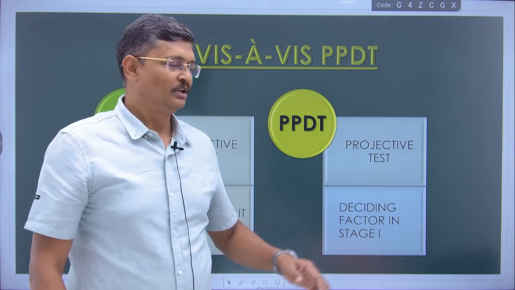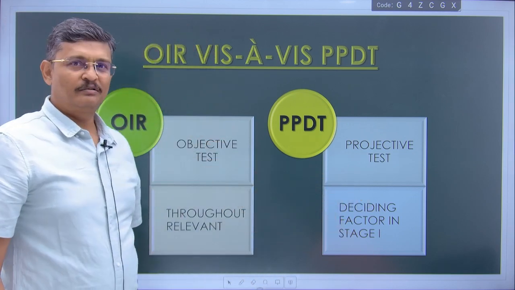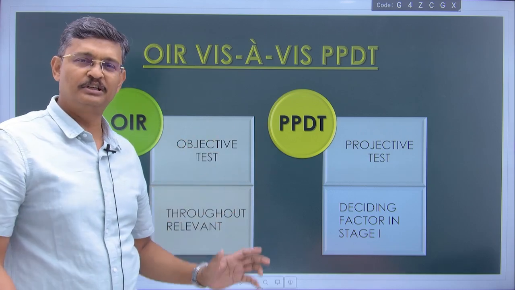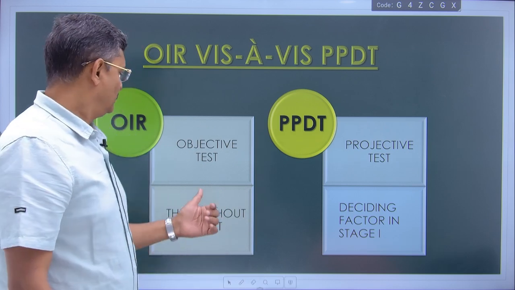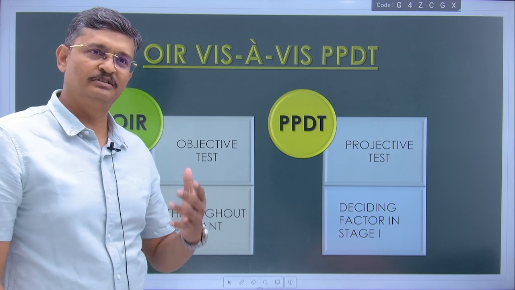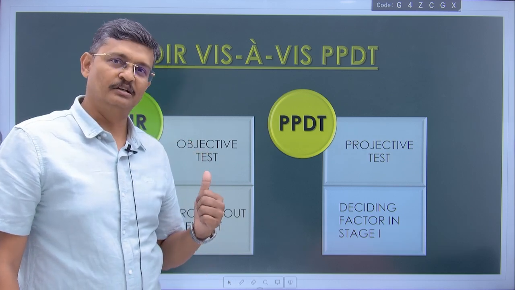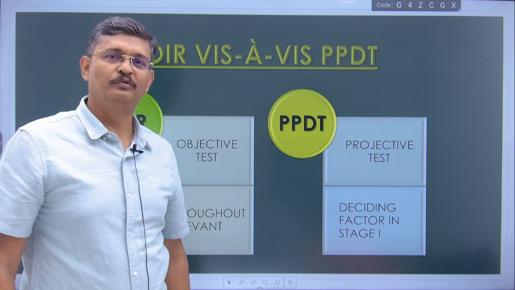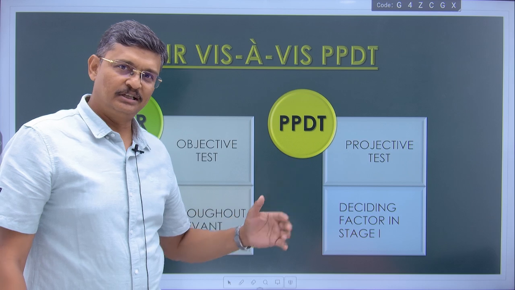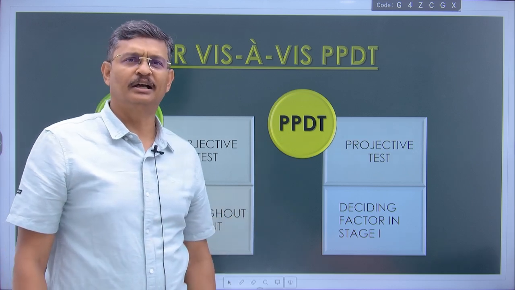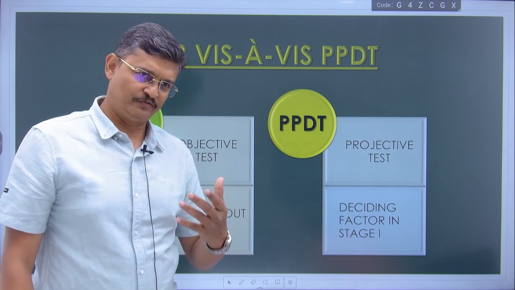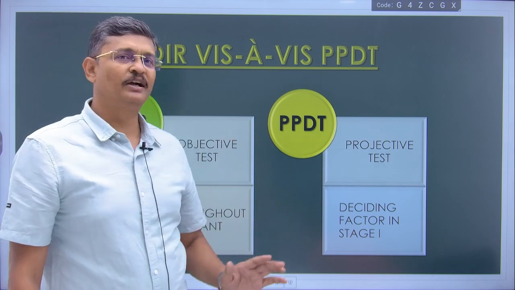So let's see. Now, if you look at OIR vis-a-vis PPDT, OIR is an objective test, the only objective test which is administered in the SSB, and it is relevant throughout stage 1 and stage 2. Even when stage 1 was not there, OIR was there, and it used to be helpful to the interviewing officer and the psych. PPDT is a projective test, that is any stimulus which is shown to a candidate, and whatever he projects is actually a projection of his own self, and it has got a deciding factor in stage 1.